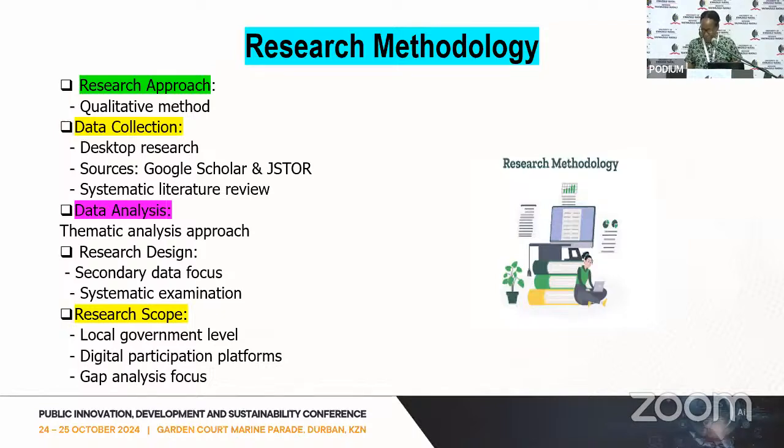The research methodology that was used was qualitative in nature. The paper used desktop research methods, sourcing its information from Google Scholar, JSTOR, and systematic literature review. Data was analyzed thematically, and the research design focused on secondary data and systematic examination. The scope of the research was on local government level, digital participation platforms, and gap analysis focus. Thank you.